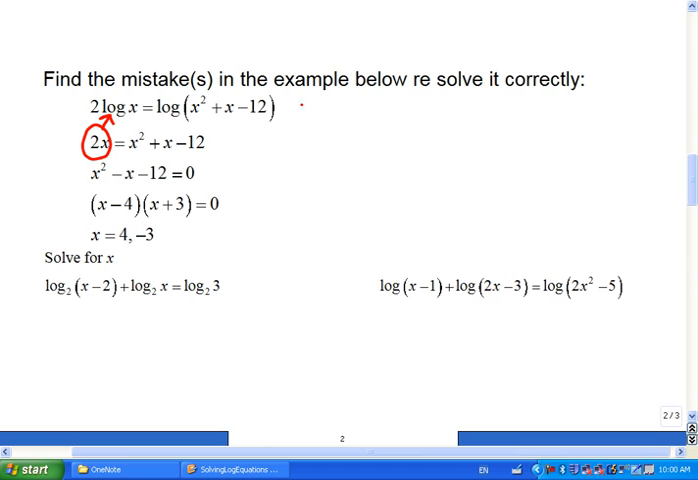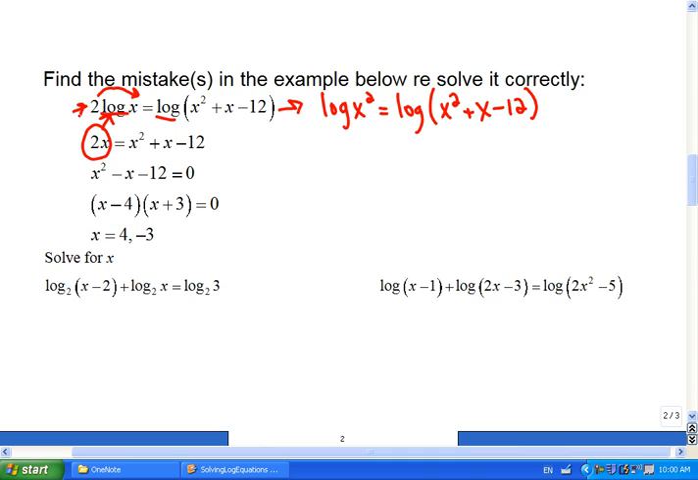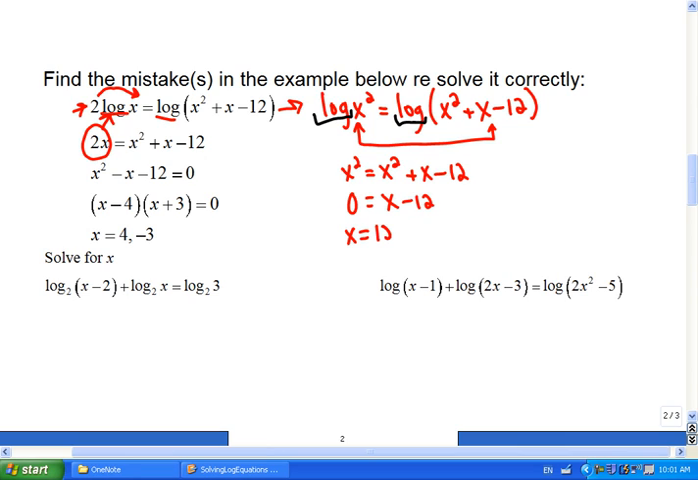According to the log laws, this equation should become log of x squared equals log of x squared plus x minus 12. That exponential rule has to come up before these two things are equal. There's more than just a log and another log here, right? There's an extra piece, there's a 2. So now I'm in the situation in this spot where I have just a log and another log, so these two pieces must be equal as well. So x squared must be equal to x squared plus x minus 12. So if I rearrange this, looks like x is going to be equal to 12.